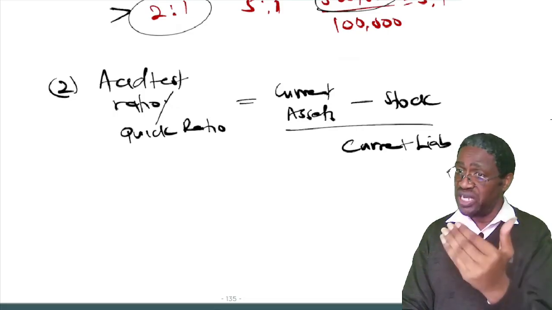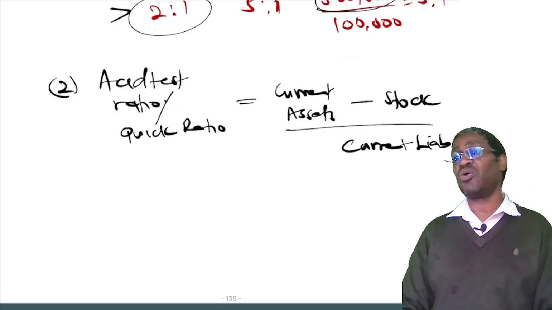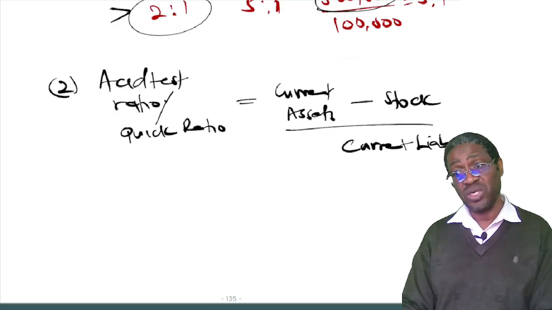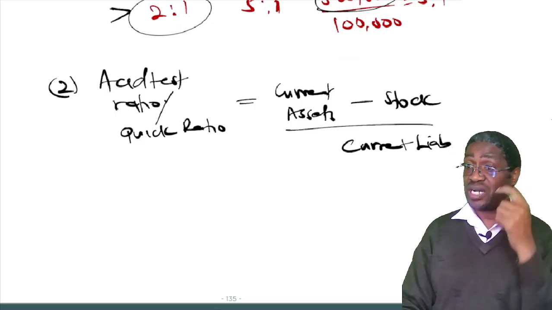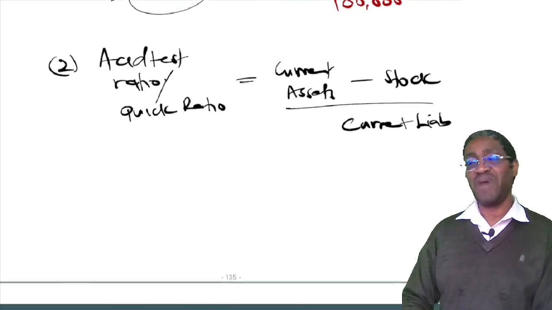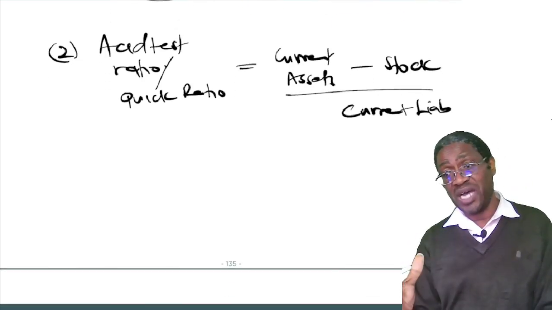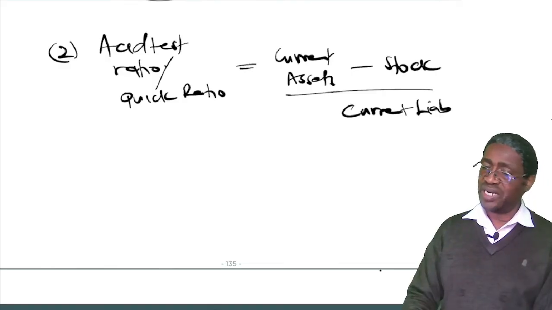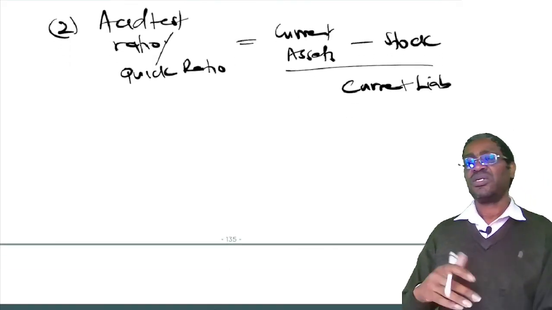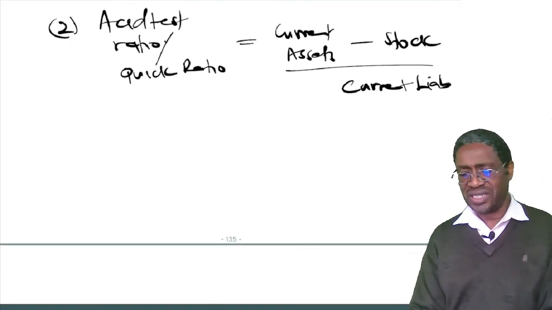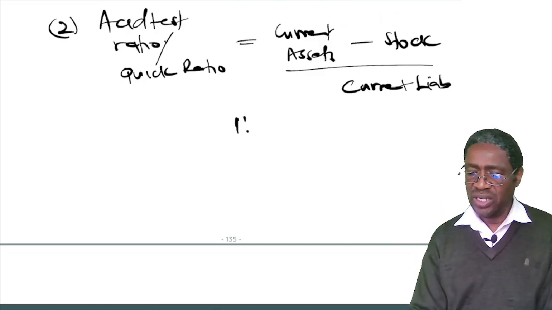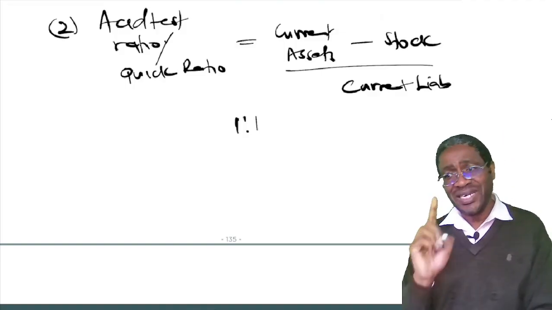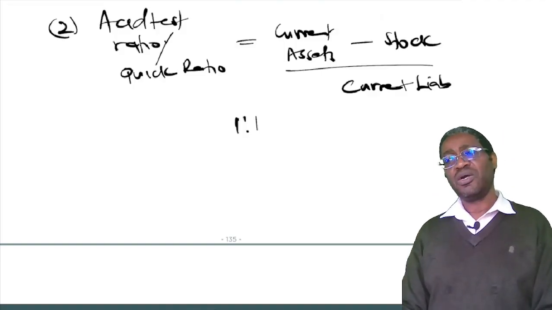The reason I've said this is because some stocks may take a long period of time before they are sold. So to get a clearer picture whether your company is able to pay your current liabilities or not, you minus stocks, get the more liquid assets, then you divide that by current liabilities. Now, the standard, recommended ratio should be 1:1.